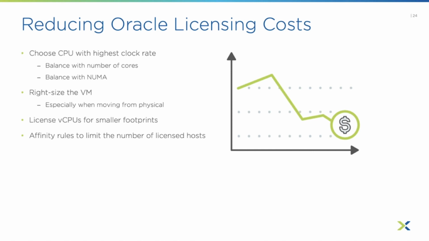Licensed vCPUs for smaller footprints, and then also there are affinity rules to limit the number of licensed hosts that you have. Especially if you're in a Nutanix cluster of 3 or more, you want to place affinity rules so the database instance is always on a particular server and not moving around. That is important, especially for anybody who's had an Oracle audit where some nasty audits have popped up, because now they have to license everything in that cluster if that virtual database server is moving off that single node onto those other instances in the cluster.